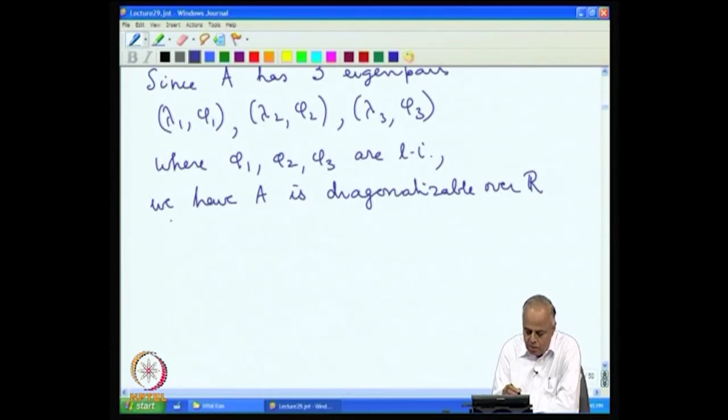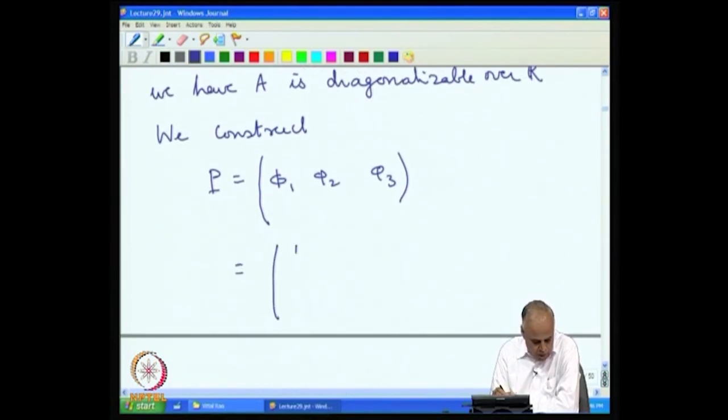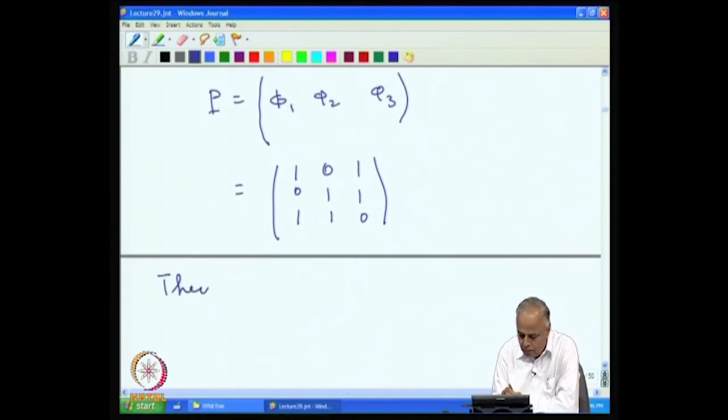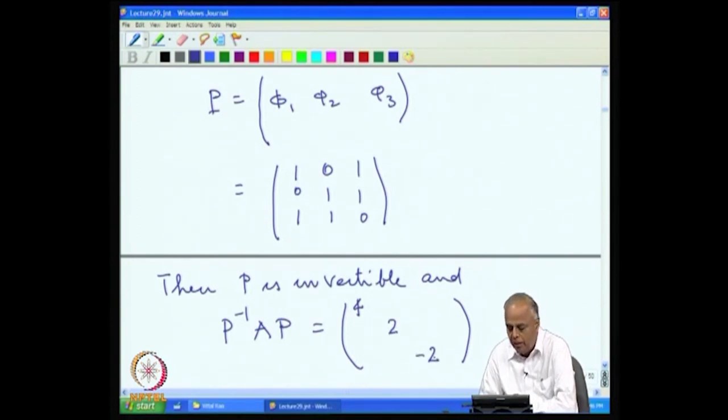What is the diagonalization process? We construct the matrix P as the matrix whose columns are these vectors phi 1, phi 2, phi 3. What does that mean? Phi 1 is 1 0 1, phi 2 is 0 1 1, and then phi 3 is 1 1 0. If we take this matrix, then P is invertible, and P inverse AP will be, the first column corresponds to the eigenvalue 4, the second column corresponds to the eigenvalue 2, and the third column of P corresponds to the eigenvalue minus 2.